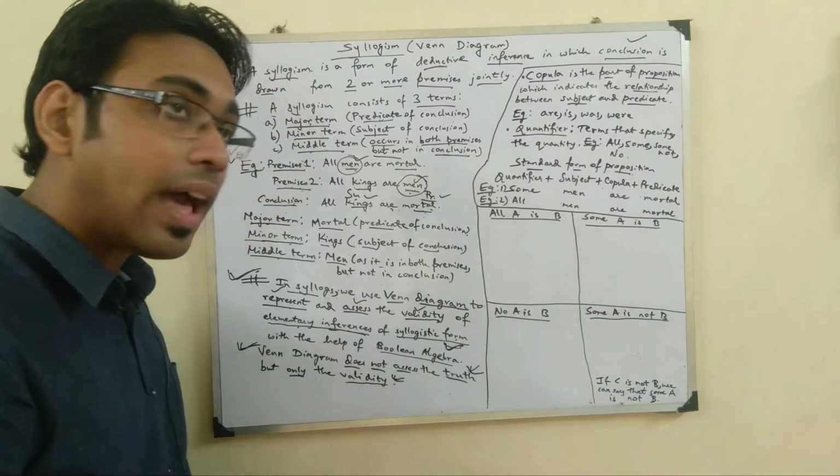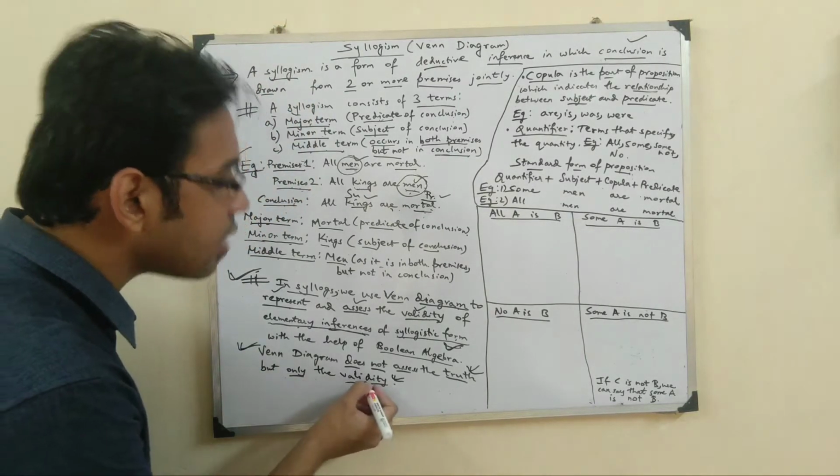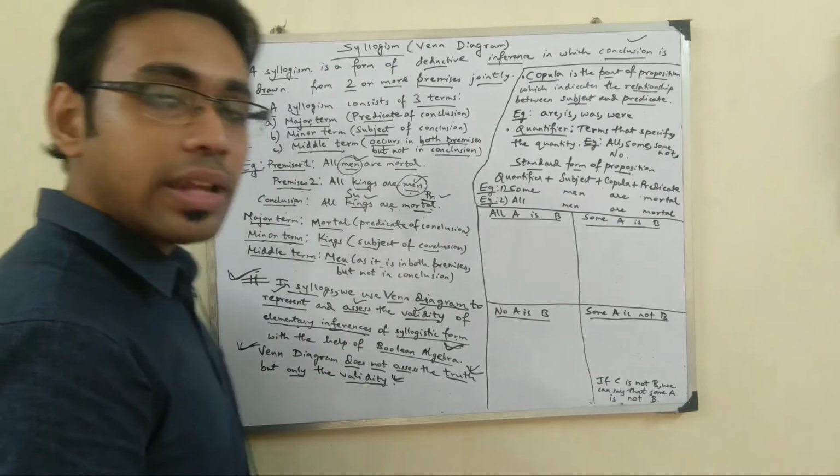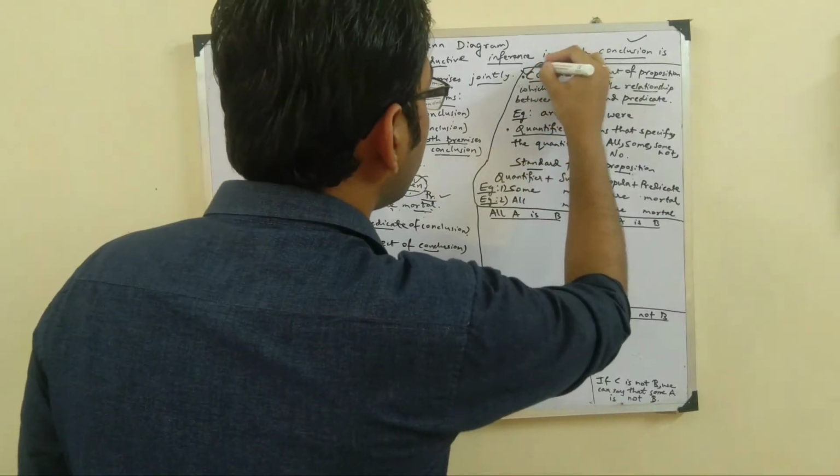So it will be only valid. So it will assess only the validity. Okay. Now let us come to the next portion. The next portion is regarding copula.